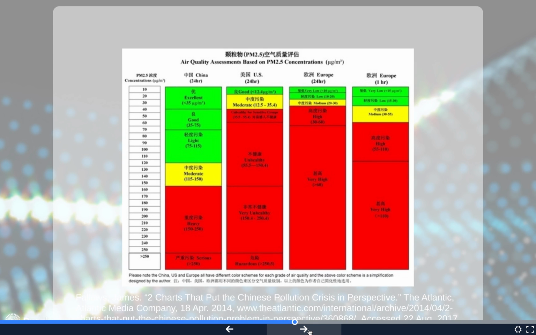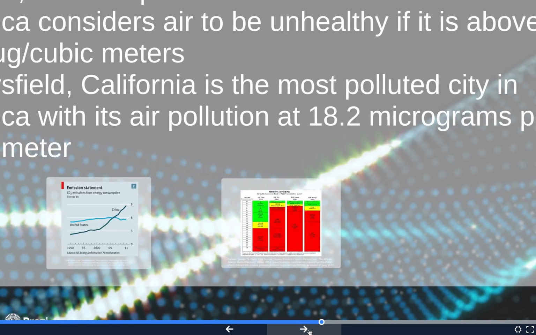Specifically, America's air is considered healthy if pollution concentration is above 55.5 micrograms per cubic meters. China's air standards are much lower, at 155 micrograms per cubic meters. Even one of the most polluted cities in America is still well above both America and China's air pollution standards.